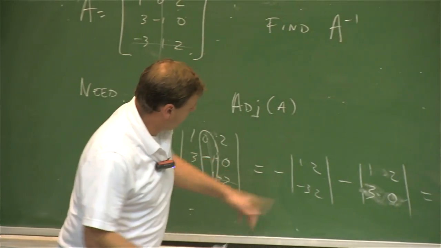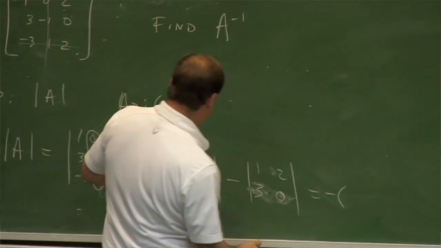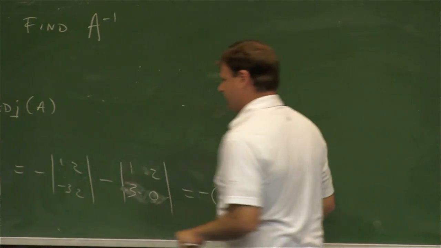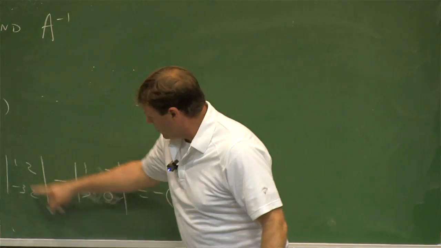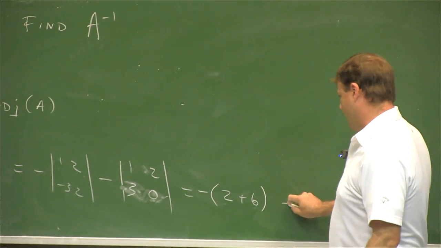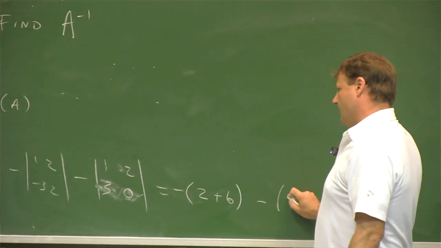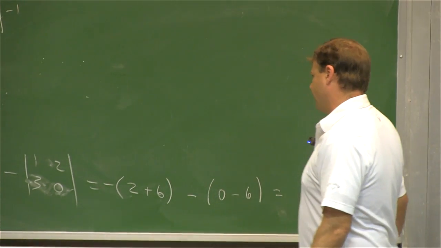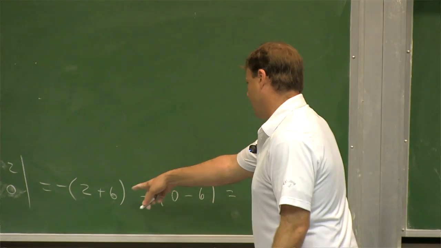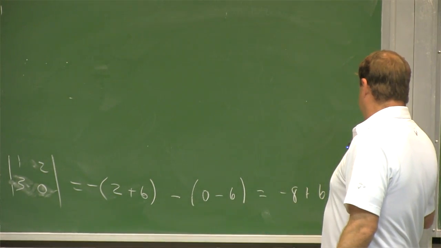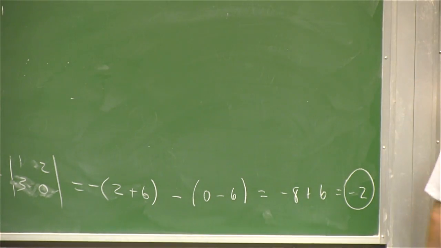Okay, I've got negative times 2 plus 6. Okay, it's 2 minus negative 6, so that's why I have 2 plus 6. And then minus 0 minus 6. So that gives me negative 8 plus 6, which is negative 2. Okay, that's just the determinant.